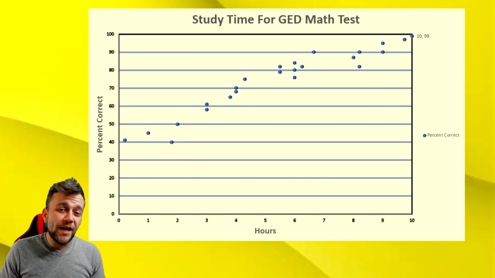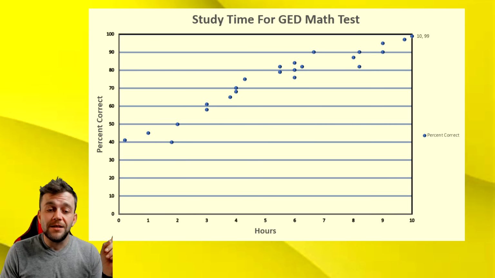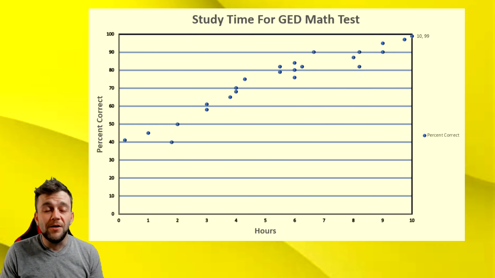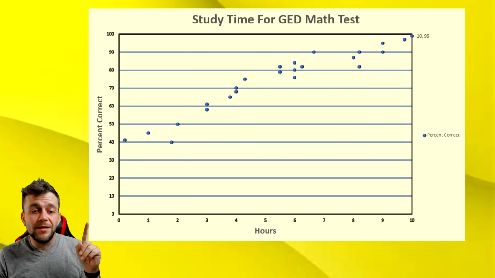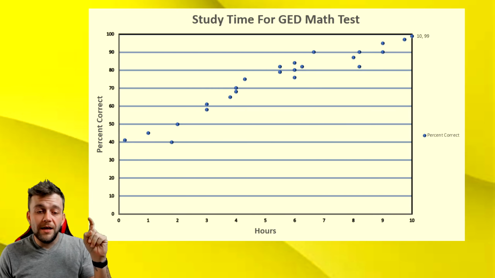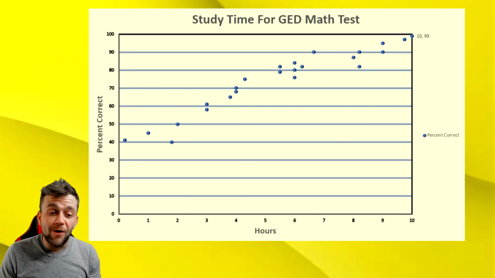For this first graph, we have what's called a scatter plot. What scatter plots are used for is to show a relationship between two different types of data. In this one, we have hours and percent correct. So this is study time for the GED math test. If you look up there, it has the title. When you look at these graphs, you always want to read the titles and different labels. So what we have is study time for GED math test, percent correct, and over there, the hours.